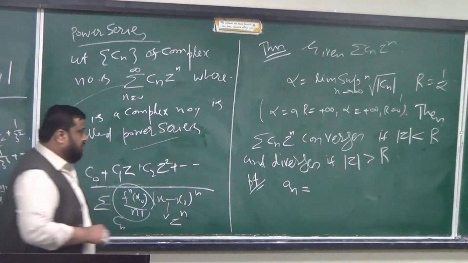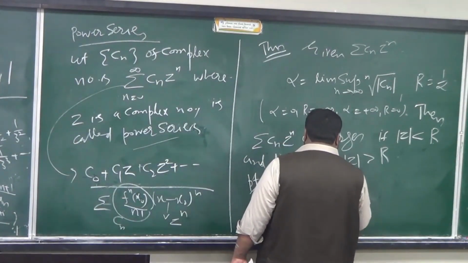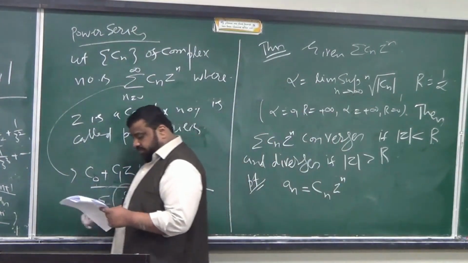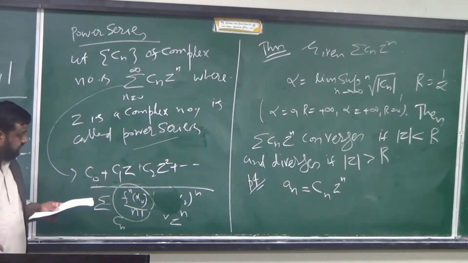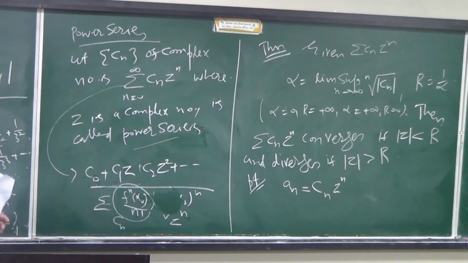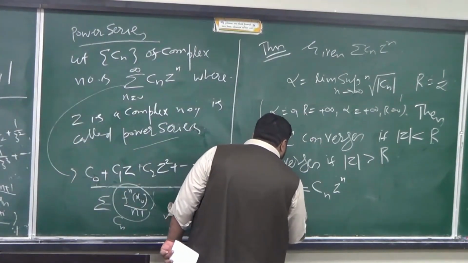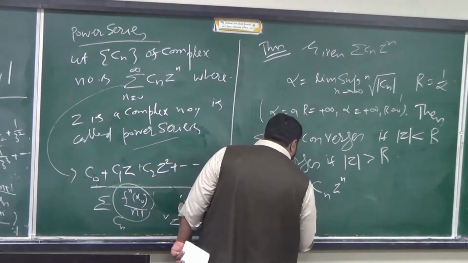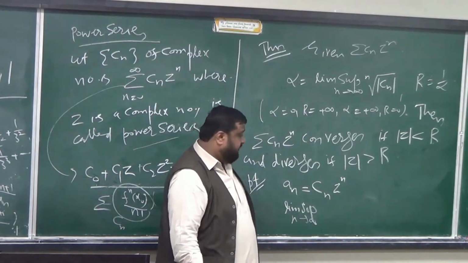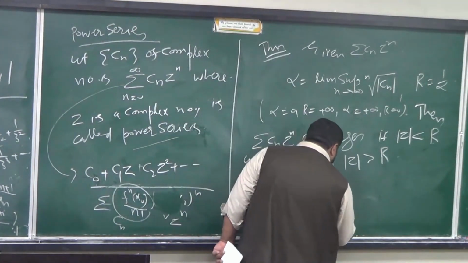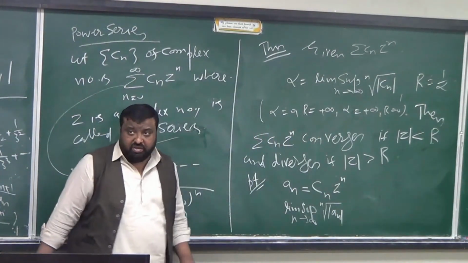It should be Cn z raised to n. Okay? Yes. And then if I take the limit as n goes to infinity of the nth root of a n, obviously it is going to be the magnitude of z times alpha.